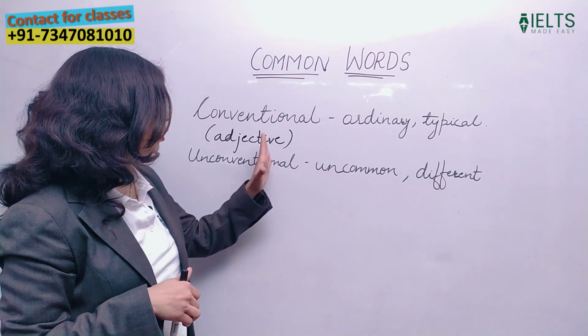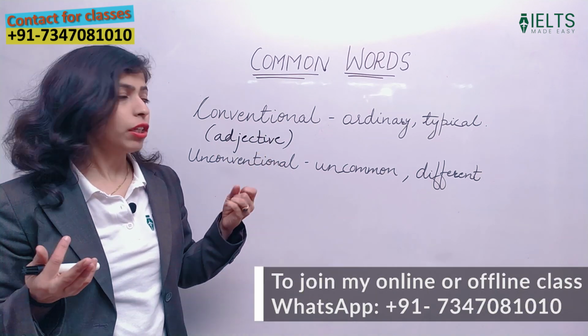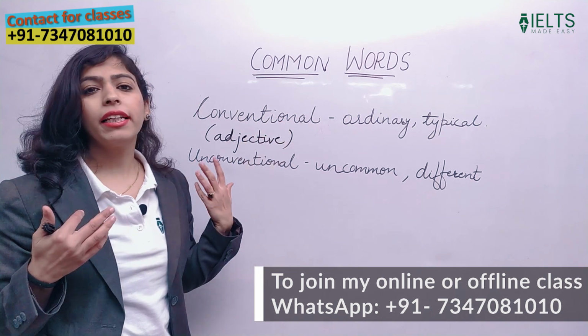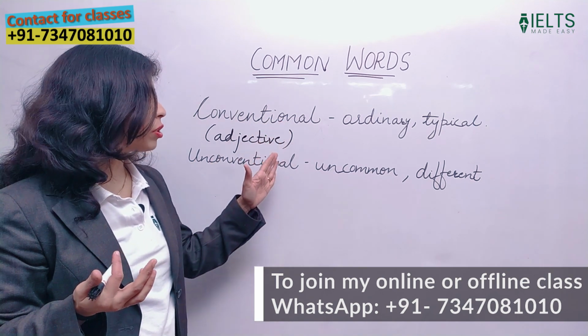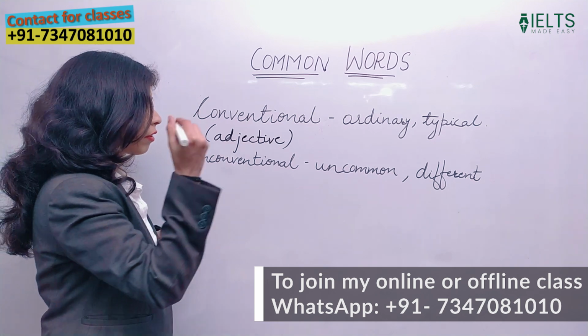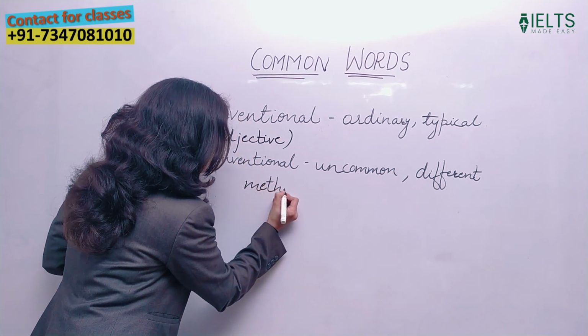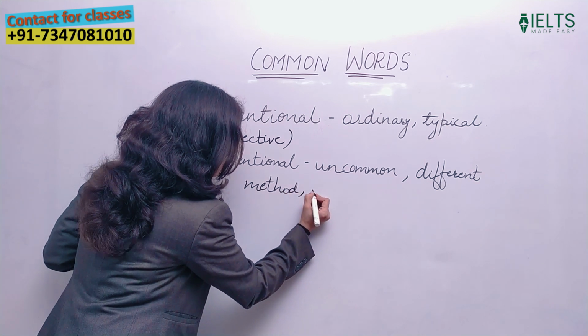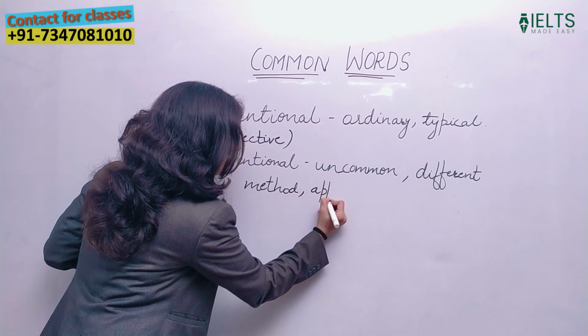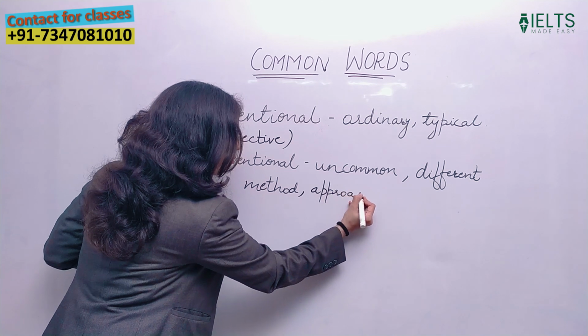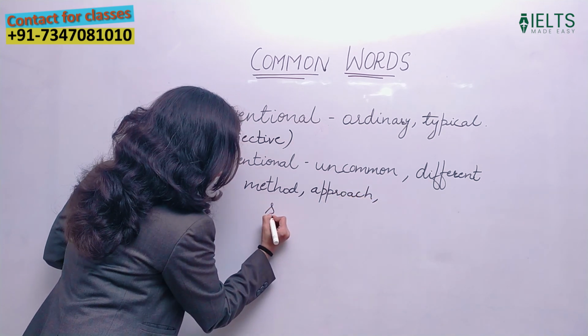These two are used as adjectives only. So these are the words which basically are adjectives only. We'll be using these words with the right collocation: for this word, the right collocation is conventional or unconventional method, approach or system.